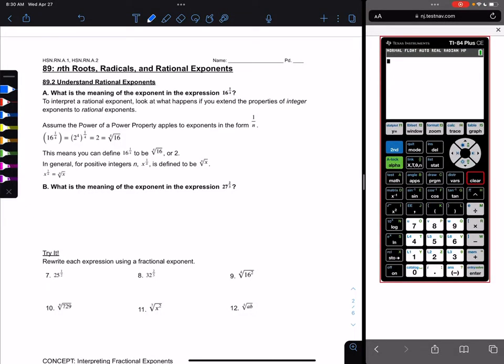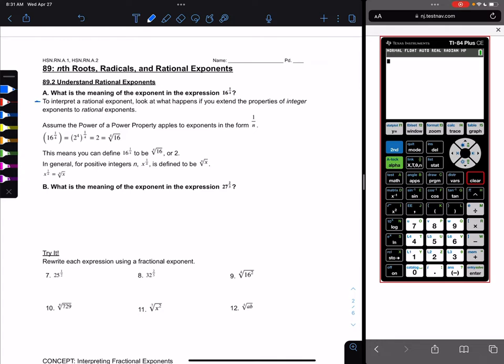In this video, we're going to look at topic 89, example 2, understand rational exponents. So part A, what is the meaning of the exponent in the expression 16 raised to the 1/4 power? So, some definitions or terms.